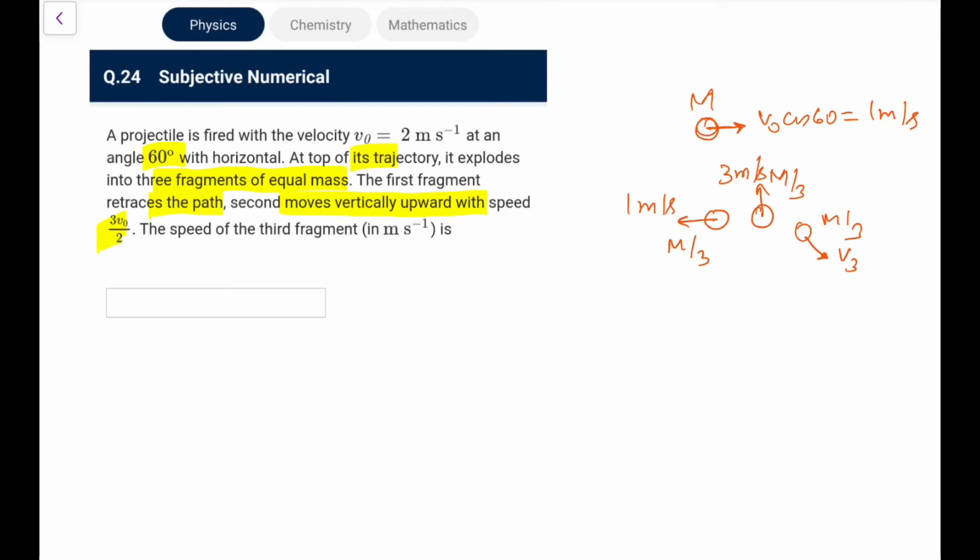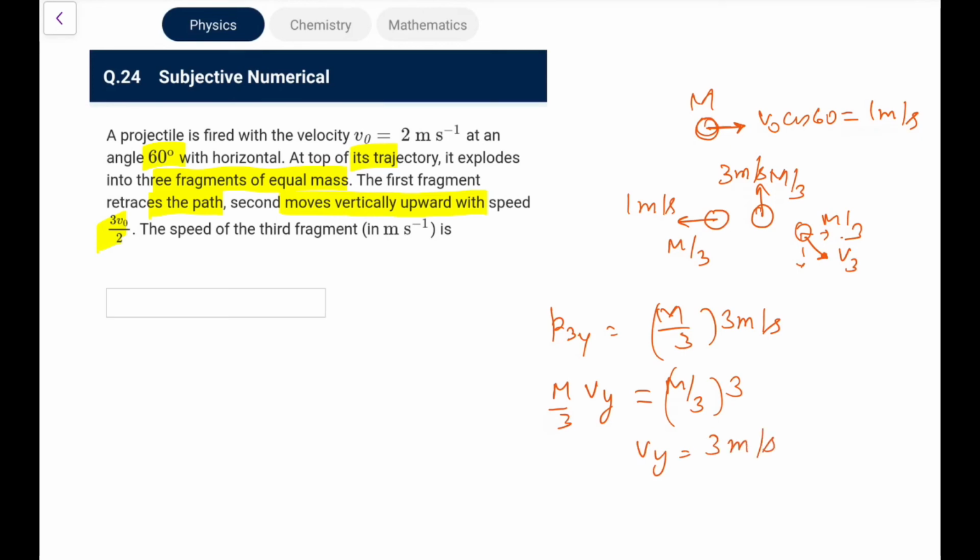So momentum conservation. It will have two components, one along y and one along x. So its y component p3y will balance out this, that is 1 into m by 3. The y component will balance out the above one, which would be m by 3 into 3 meter per second. So that would be m by 3 vy is m by 3 into 3. So vy is equal to 3 meter per second.